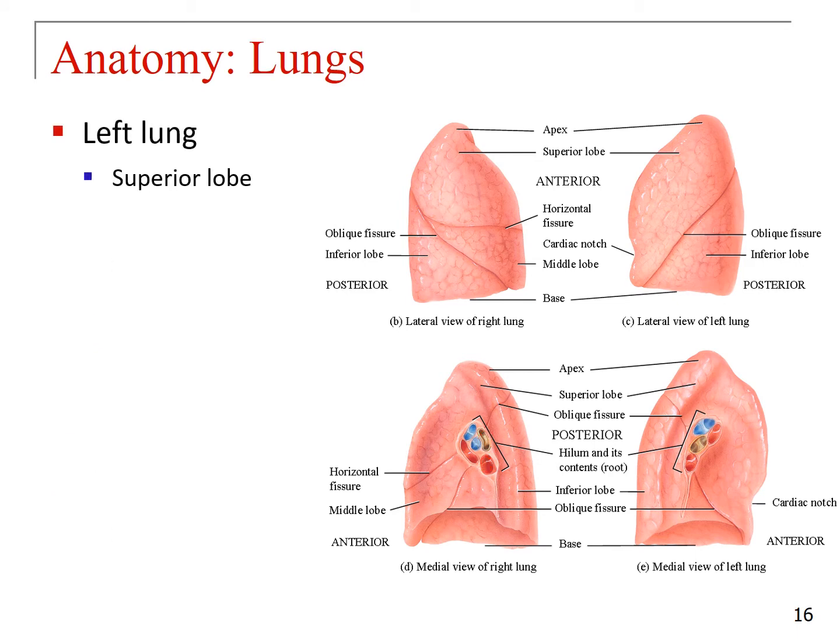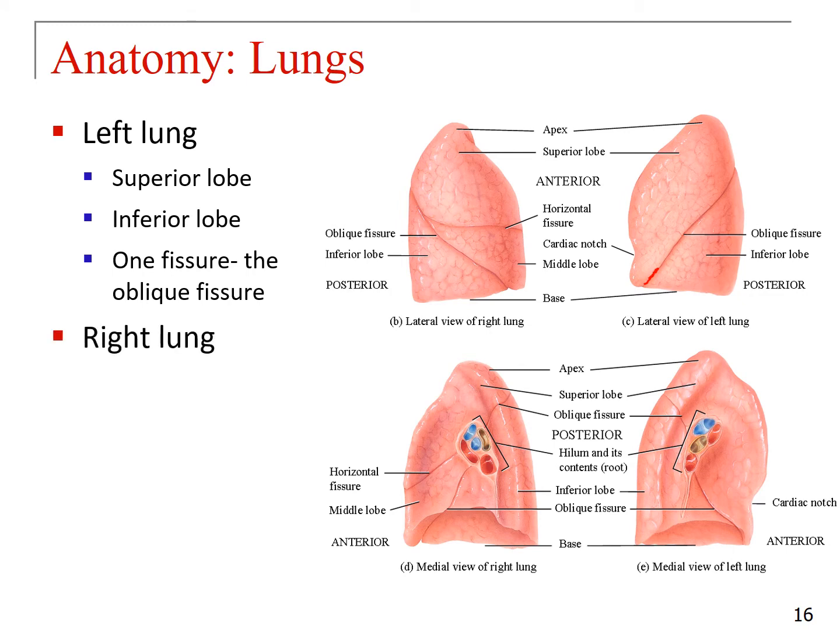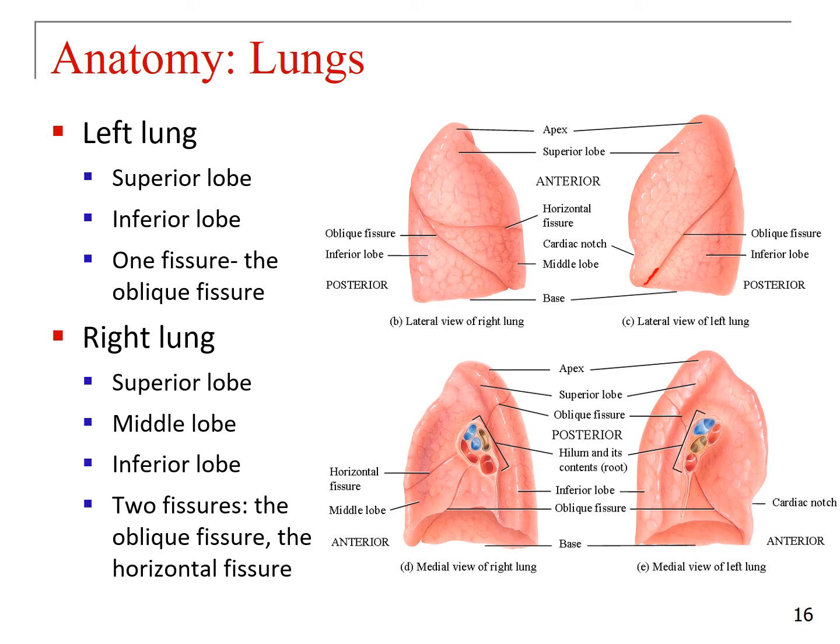Okay, the left lung has a superior lobe and an inferior lobe and one fissure, which is the oblique fissure. And so if you look to the very right, you're going to see that oblique fissure running in this direction. So it's diagonal, therefore oblique. The right lung has got three lobes, a superior lobe, a middle lobe, and inferior lobe, and it's got two fissures. One is going to be oblique, and one is going to be horizontal. I don't know why they don't call it transverse. That would seem to make sense, but it's called horizontal.